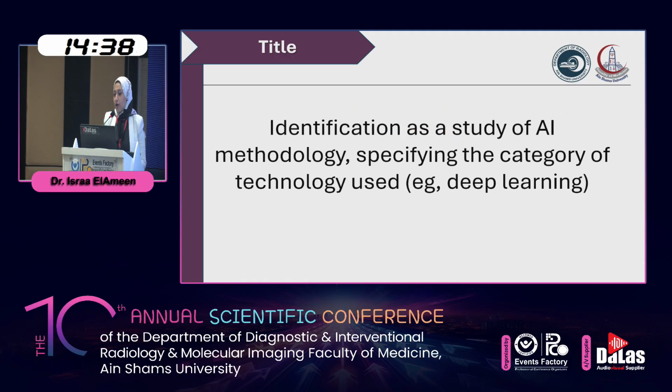Now I'm going to take you through a short journey of how you can formulate a research paper if you are going to discuss a topic related to AI. So the first thing in your research paper is definitely the title. In your title, you need to tell us that this is an AI study. And you need to specifically categorize the technology you're going to use. For example, if it is deep learning.